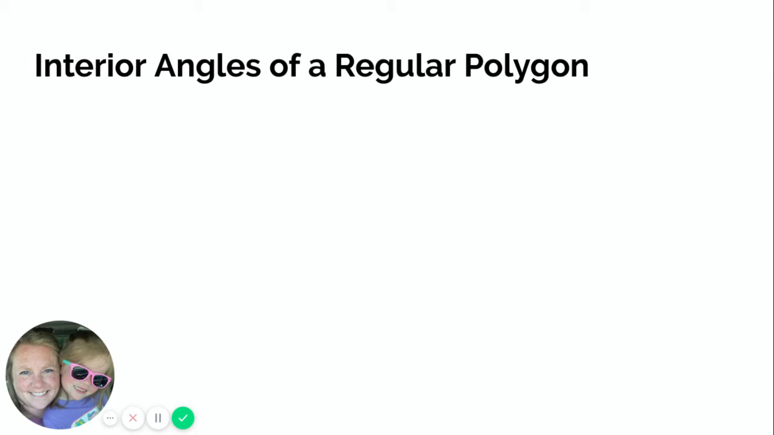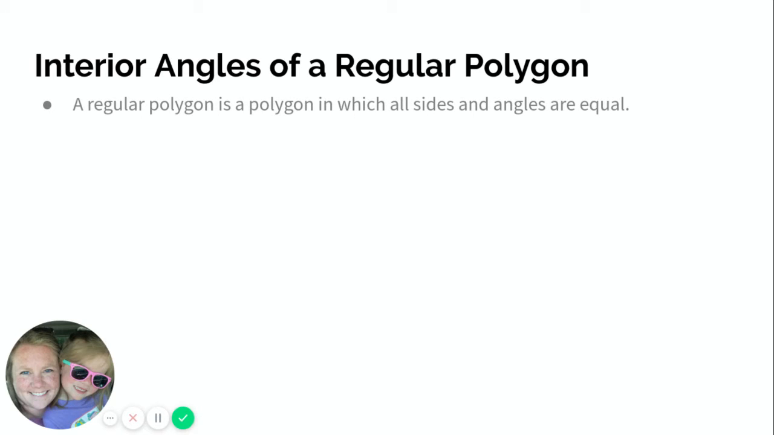All right, so interior angles of a regular polygon. There's a difference between a polygon and a regular polygon. A regular polygon is a polygon in which all sides and angles are equal. The only one I think that we had really dealt with was an equilateral triangle. So in a regular polygon, all the sides have the same measure, and all the angles have the same measure.